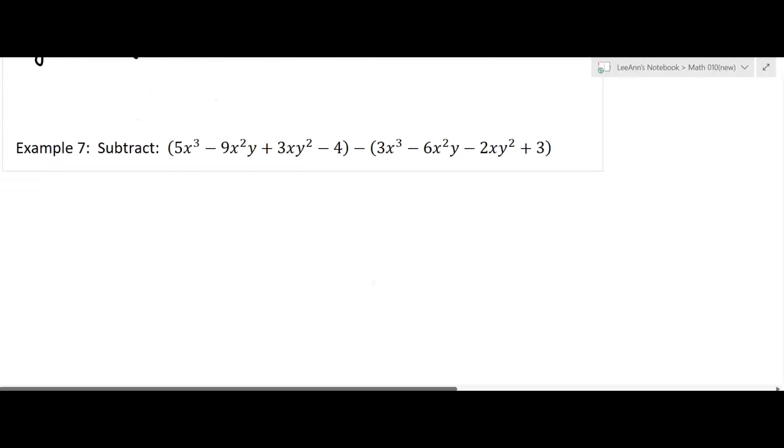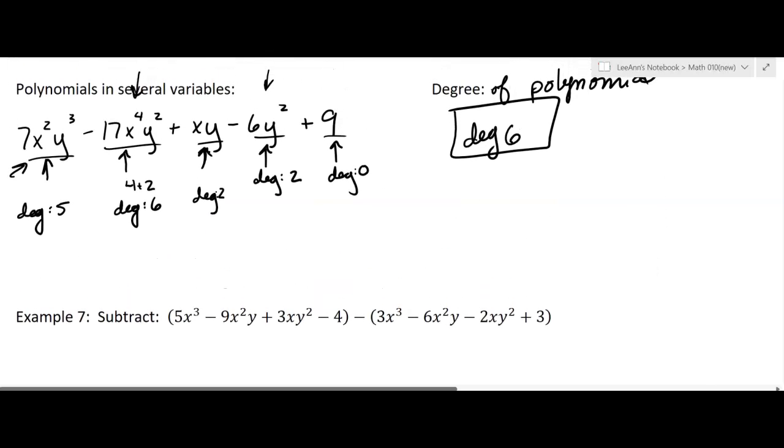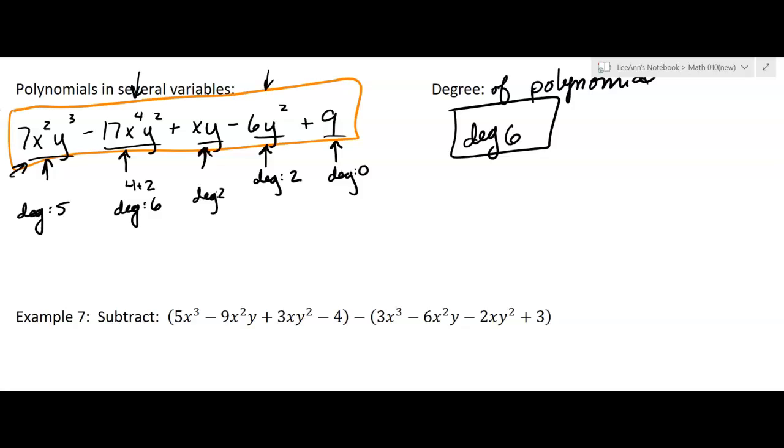All right, well, first what we want to do is we want to be able to subtract polynomials. Let me go back up here to my example. Look at this polynomial again. Do you have any terms that you could combine? Are there any like terms? And the answer is no. None of those terms are alike.